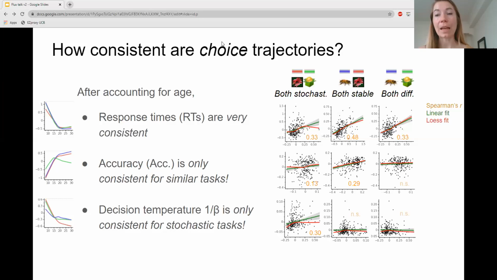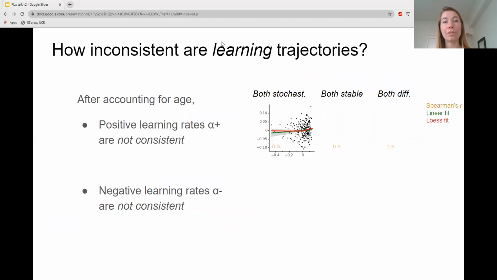But when we know somebody's accuracy in one of the stochastic tasks, we can predict the other even better than from age alone. Taken together, we see that RTs are very consistent between tasks, and that accuracy and decision temperature are slightly less consistent. All of them have strong and consistent age effects. By testing the same participants, we can really zoom in on the differences.